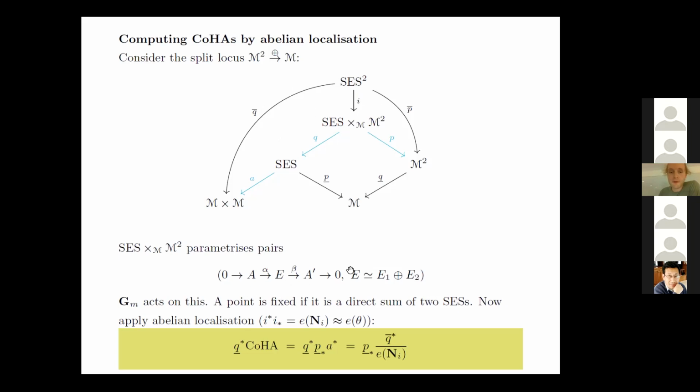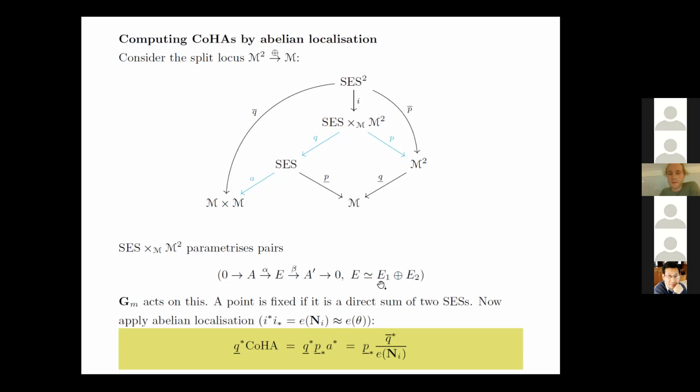So this is just if you have a short exact sequence, and so the action of this thing is, so G_m sort of acts. Okay, so the actual action is that you replace... Imagine you've got... I'm not sure how to explain this quickly.